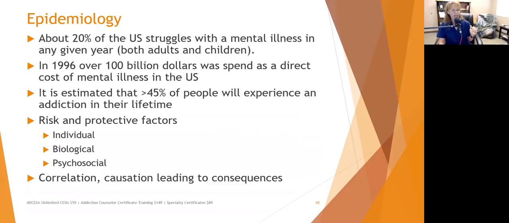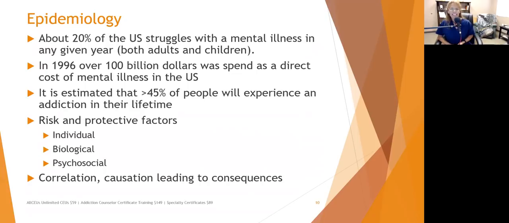That's a lot. And that doesn't mean 20% of the population will ever experience it. That means in 1 year. So those 20% may experience it in 2017, and then 5% of them get better, and then another 5% experience it in 2018. So a lot of people are going to be touched by mental illness at some point in their life.